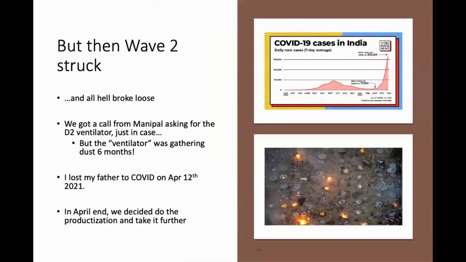But then wave 2 struck. And I think it humbled a lot of people. The cases started rising again and it was far more severe. We got a call from Manipal actually in Feb end from Justin. He said, remember that ventilator 6 months ago? If you still have it in your lab, just deliver it just in case we need it.